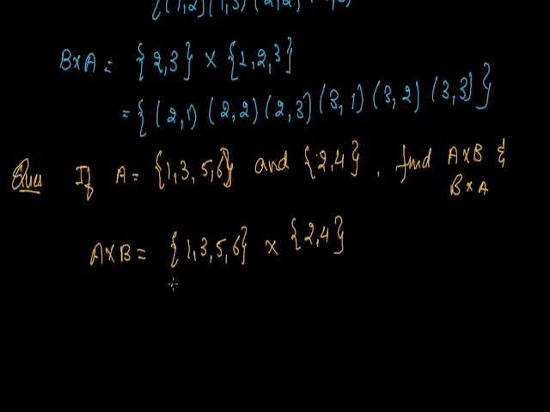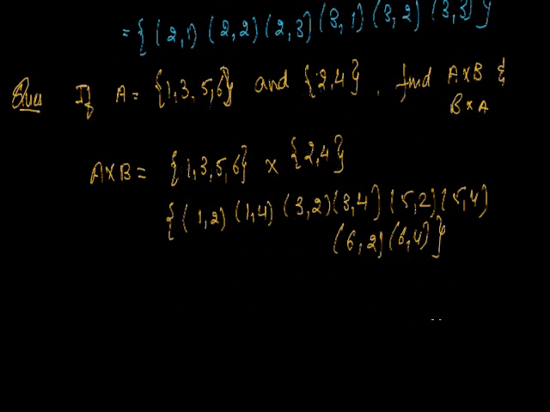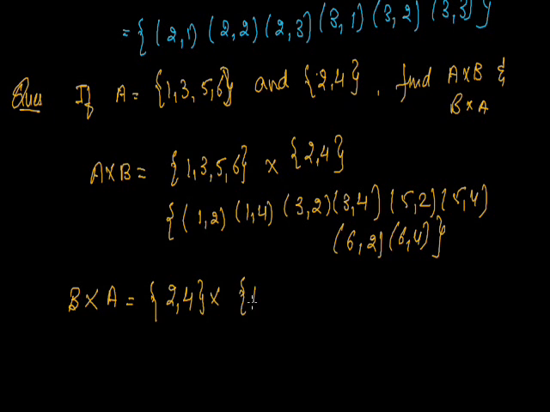Writing the ordered pairs, it is (1, 2), (1, 4), (3, 2), (3, 4), (5, 2), (5, 4), then (6, 2) and (6, 4). These are the elements which will be contained in A cross B. And in B cross A, first we write the set B and multiply it with set A, and set A contains 1, 3, 5, 6.